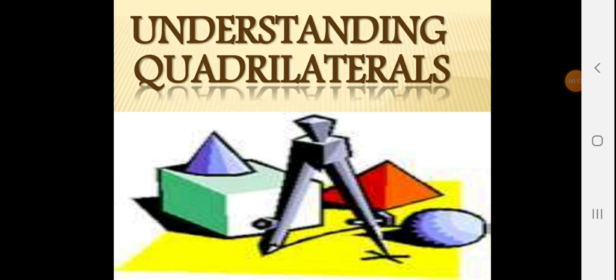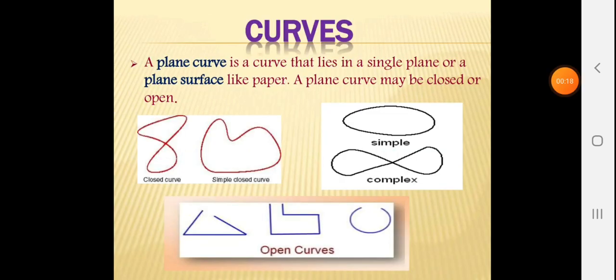Understanding Quadrilaterals. Let's talk about curves. A plane curve is a curve that lies in a single plane or a plane surface like a paper. A plane curve may be closed or open. You can see the figures: closed curve, simple closed curve, simple and complex curves. You can also see the open curves.